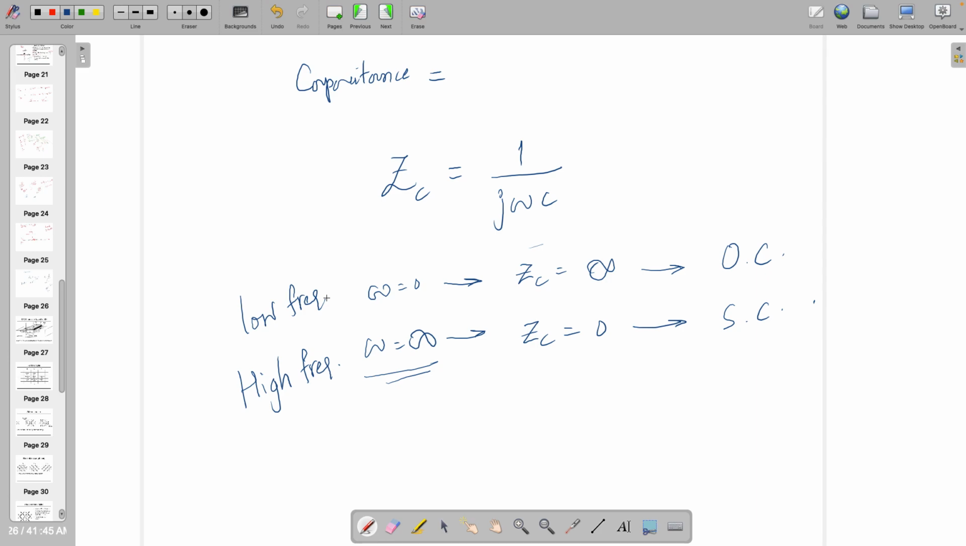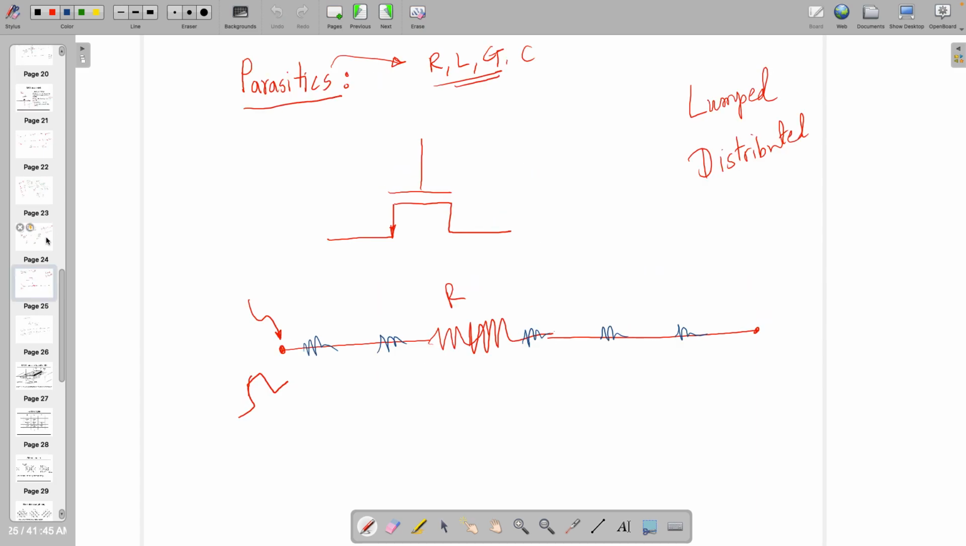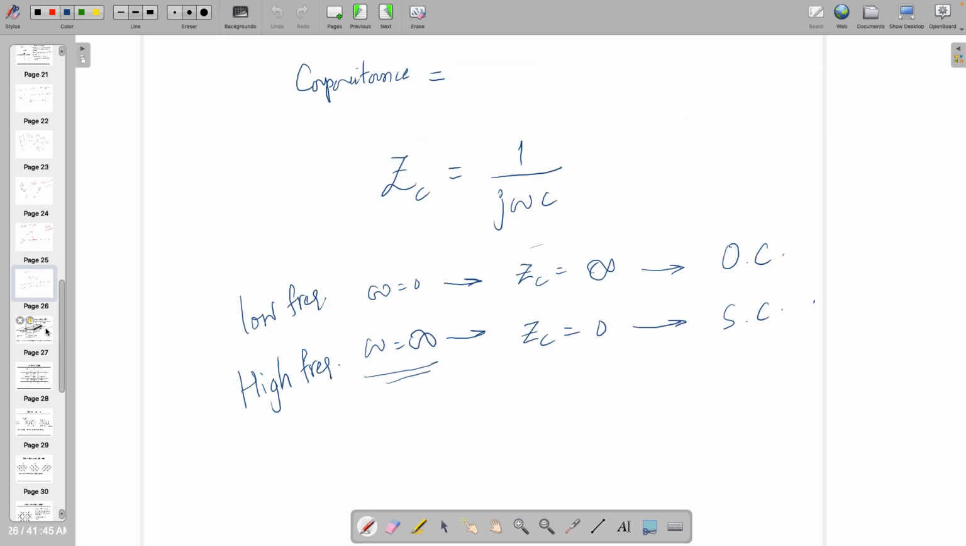So if you are at high frequency, then this is the first thing: to make this capacitor active, or a candidate as a parasitic, it is only possible at high frequency. Right? We need to find out the value of this frequency, maybe sometimes kilohertz, sometimes megahertz, it depends.